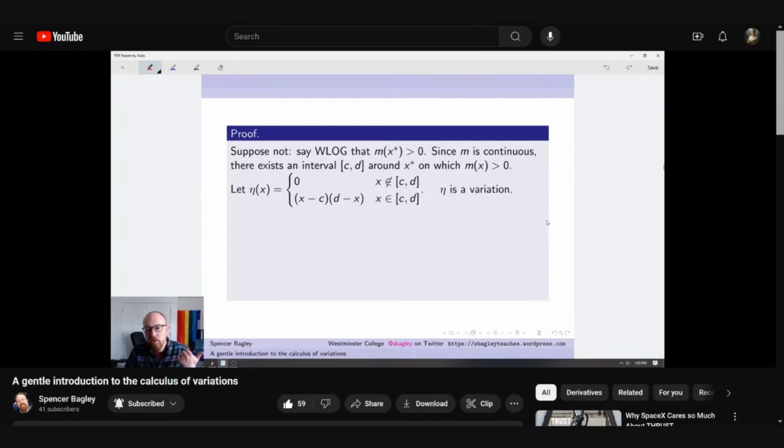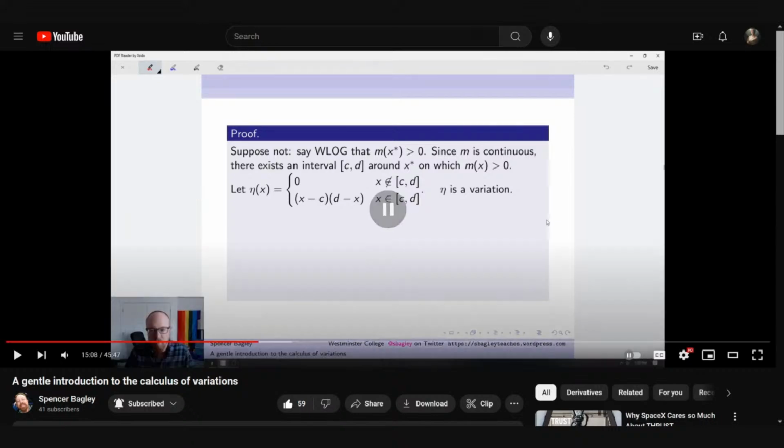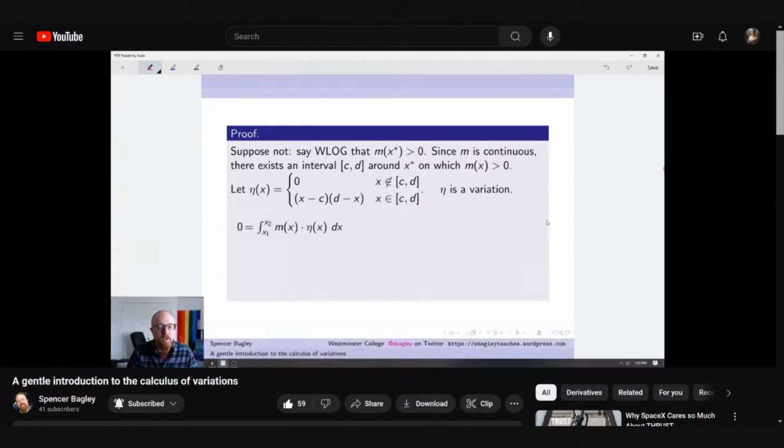Okay. It's piecewise C2. It's 0 at the endpoints because it's 0 off of this. Piecewise C2 means we can take the derivative and second derivative, so it's integrable. Yes. Small interval. All right. So by our hypothesis, we were integrating m against this variation, and we were getting 0.